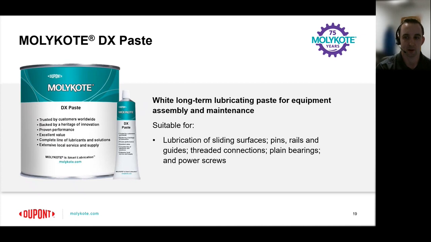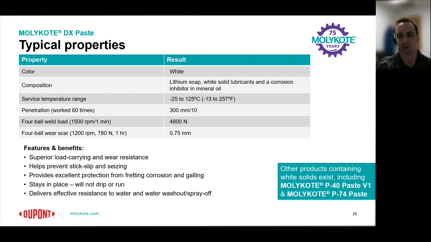The DX paste does a great job at lubricating sliding surfaces, things like pins, rails, and guides. It can also be used for threaded connections, plain bearings, and power screws. Again, we can see some of the typical properties just for your reference, this time for the DX paste with some key points. DX paste prevents stick slip, seizing, and provides great protection against galling. It stays in place with no drip or run, and it has fantastic water washout and spray off characteristics. MOLYKOTE also has other products that contain white solids, including the P40 paste V1, as well as the P74 paste.